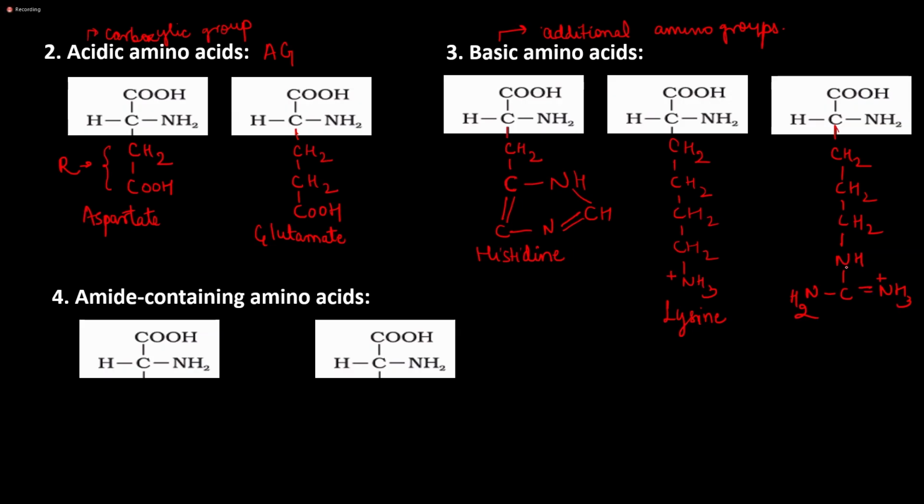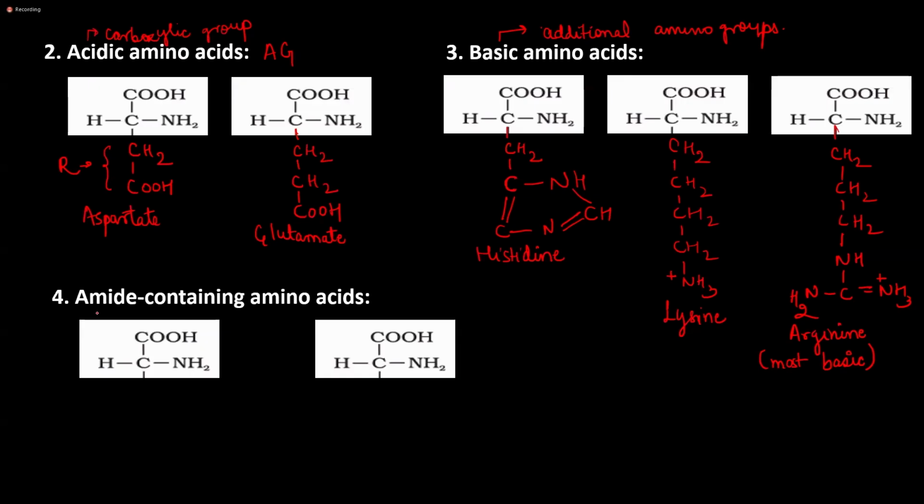What you are seeing as the difference is in the case of arginine. In arginine, you can see it has 3 extra amino groups, right? Because of this reason, it is the most basic, while lysine has only 1 amino group. So there are acidic amino acids and basic amino acids.